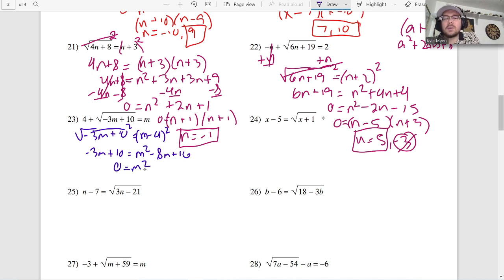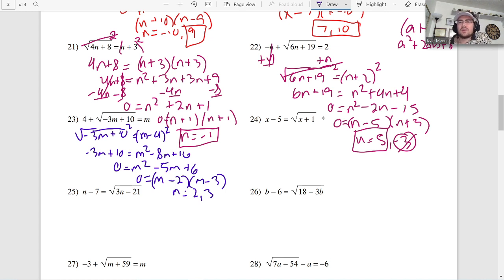Okay. 0 equals m squared, I'm going to add 3m, so minus 5m, and I'm going to subtract 10. And then 6 is 2 and 3. So (m minus 2)(m minus 3). Okay, adds to negative 5, multiplies to positive 6. m equals 2 or 3. And I think 2 and 3 should both work.